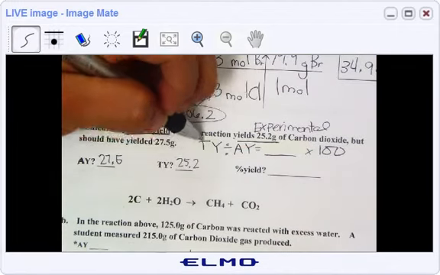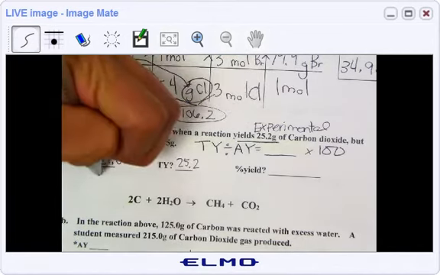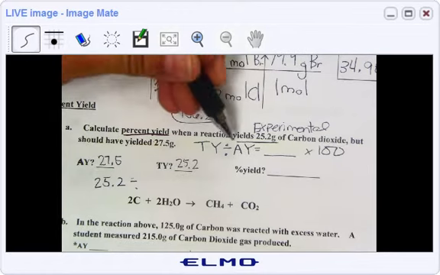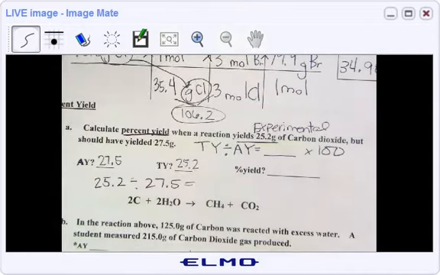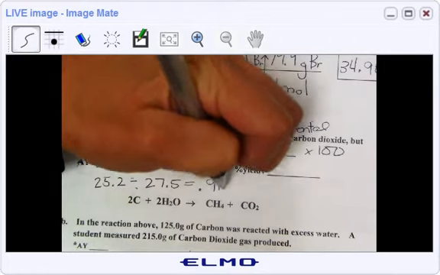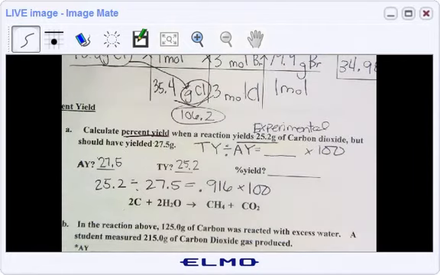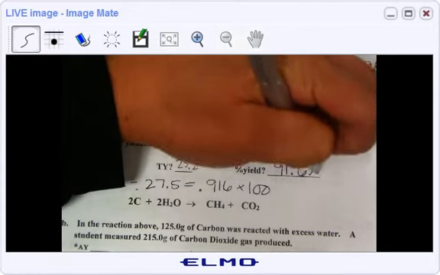Okay, here's the formula. Theoretical yield, or whatever you got by experimenting, which was 25.2, divide that by my actual yield, which was 27.5, that gives me 0.916. Multiply that by 100 to get your percent. 91.6%.